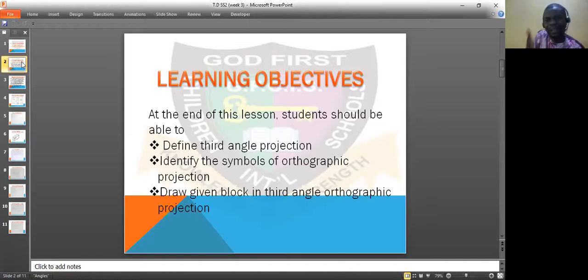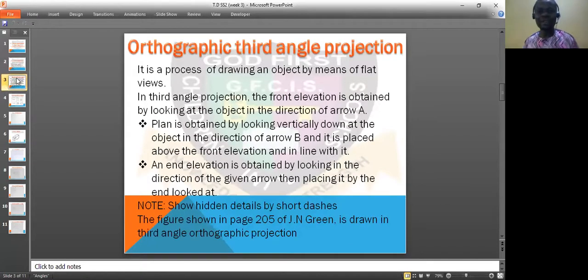We have talked about the first angle. We also need to look at the symbols used for third angle, even the first angle. There are 2 symbols. We are covering the 2 angles of projection today. Then lastly, you should be able to draw a given block in third angle orthographic projection. Then let us look at what the content is. Third angle orthographic projection.